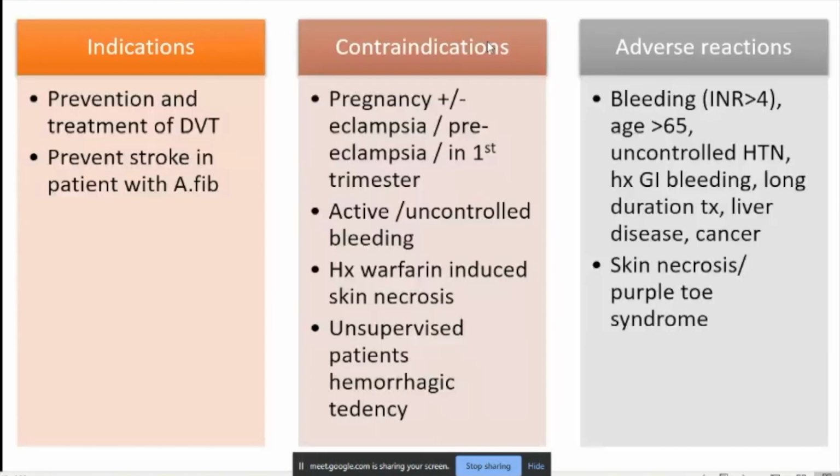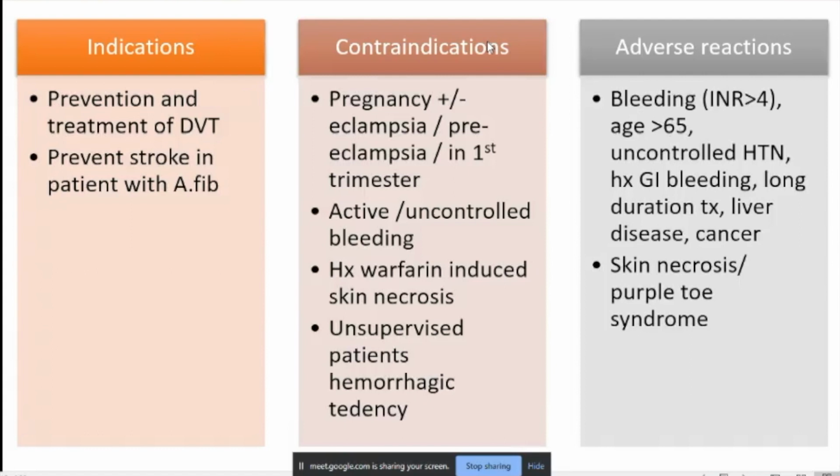Now, what are the indications for warfarin? We use it for the prevention and treatment of DVT, and we also use it for the prevention of stroke in patients with AFib. Here, if you notice, we don't use warfarin in all the cardiac conditions that we discussed earlier. The exception is stroke in patients with AFib. We'll be discussing it tomorrow. Commonly it is used for the prevention and treatment of DVT, deep vein thrombosis.